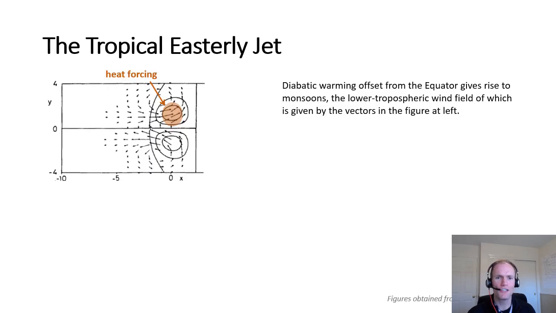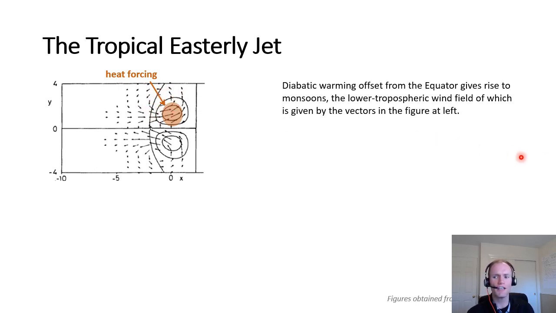So let's dive on into the tropical easterly jet here. We're taking a look at the solution for asymmetric heating about the equator, looking into the northern hemisphere, and this was our monsoon circulation, looking at the lower troposphere. We had an anticyclone in the southern, the cooler hemisphere in this case, with flow that spiraled out of that anticyclone, crossed the equator, and then emerged and converged into this cyclone within the northern hemisphere.